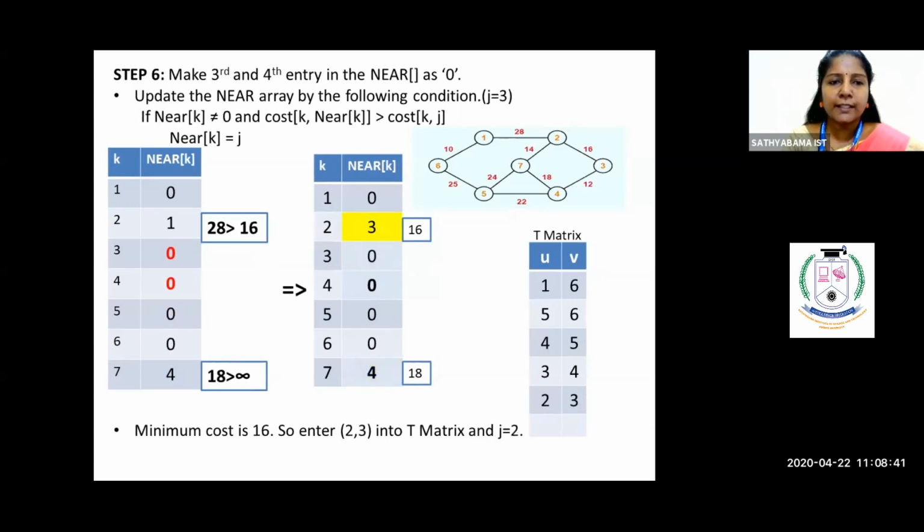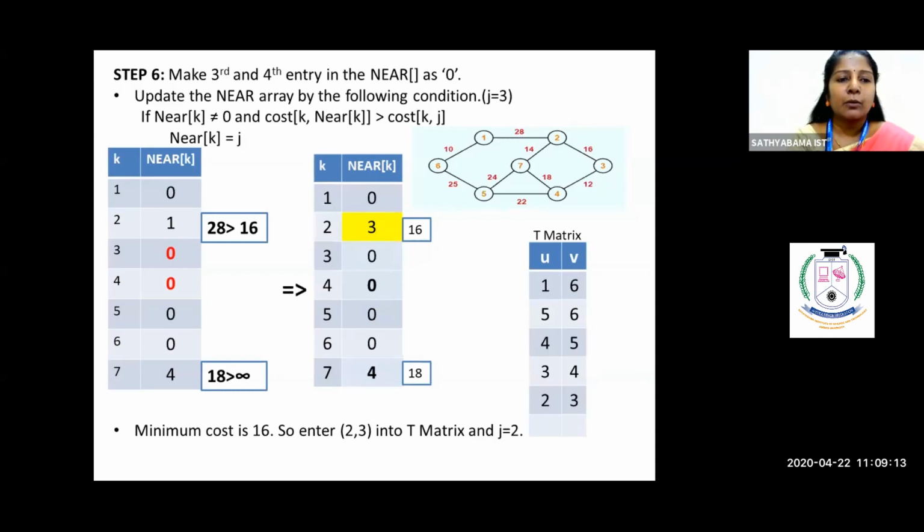Now we are moving to the next iteration. In the next iteration, the last inserted element in the T matrix is 3 comma 4. So make the third entry and the fourth entry in the near array 0. We made it. The third entry and the fourth entry in the near array are updated as 0. For all the non-zero elements in near, we are going to update. Totally 2 non-zero elements we have, the 2nd and 7th entry.